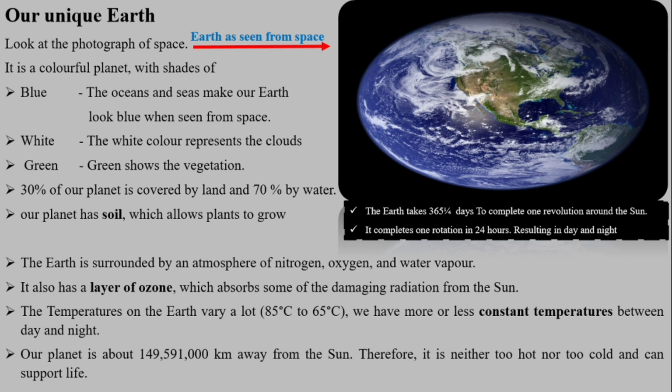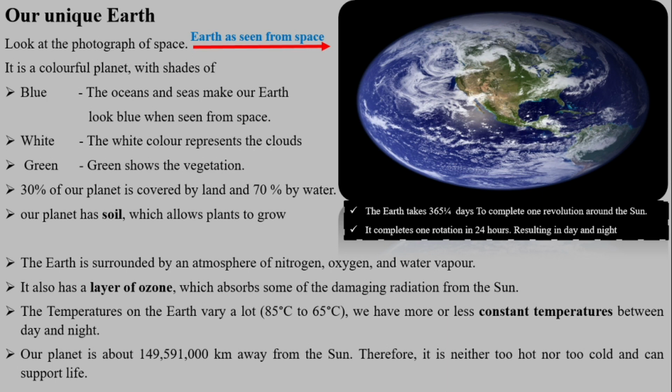And next, the temperature on the Earth varies a lot, and it lies between minus 85 degrees Celsius and 65 degrees Celsius, yet we have a more or less constant temperature every time. We have a constant temperature between both day and night.